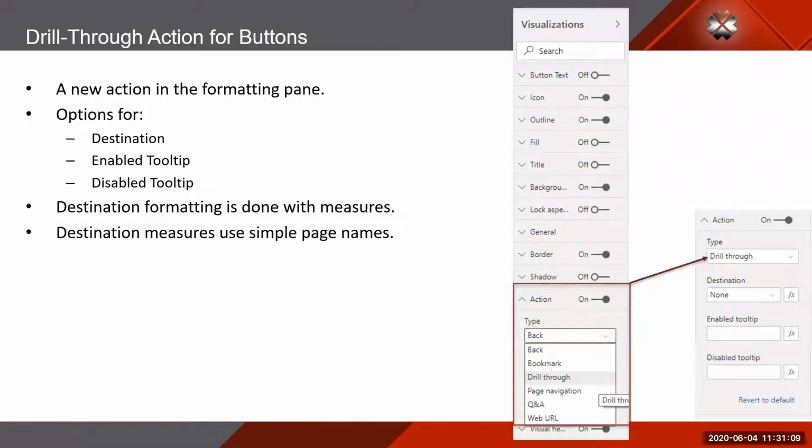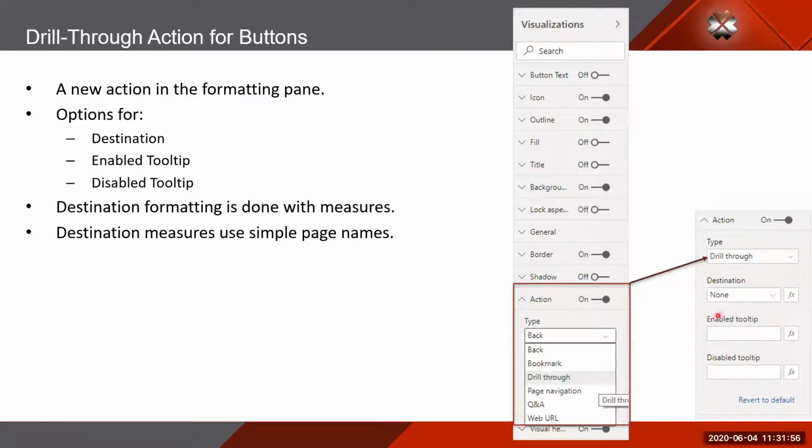So just to show what it looks like here for people that are going to be using this PowerPoint later on, the action button or the action menu in the visualizations formatting pane is right here at the bottom whenever you highlight a button. And here are all the options for button actions. And the one we're concerned with is this drill through. So once you select that drill through option, you are then given these options for destination, the enabled tooltip, and the disabled tooltip. And the destination can be hard-coded to a single location, or you can use this conditionally formatting box to connect it to a measure that will use plain text names of the pages to actually navigate to them based on a set of conditions.